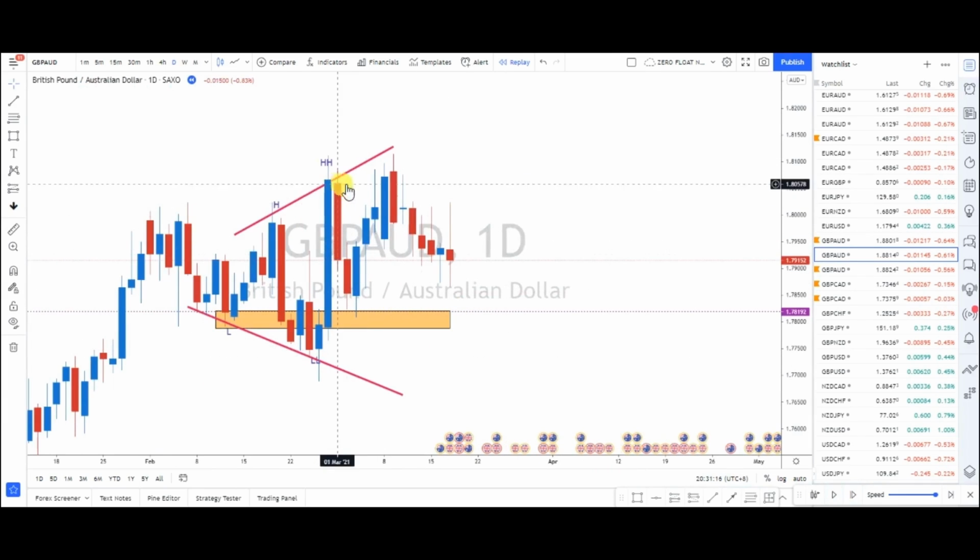Okay, so price instantly reacted 2 days later after we marked all this. Once the price comes in and continues the uptrend, not only that, it also hit our take profit area, which is here, the previous high. Okay guys.